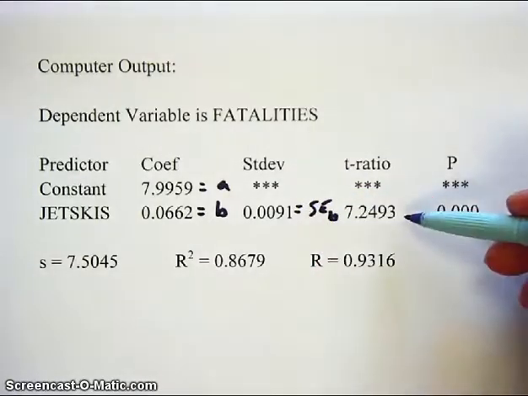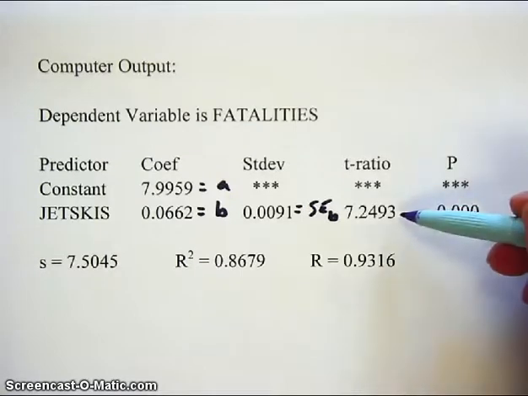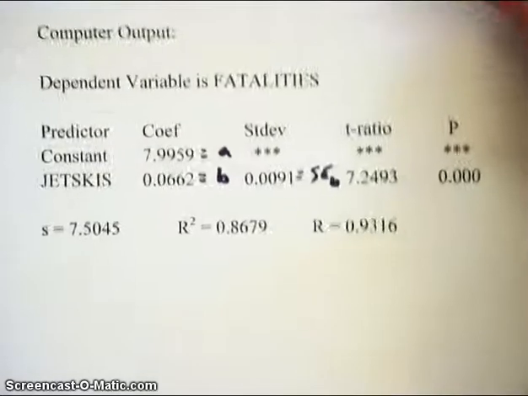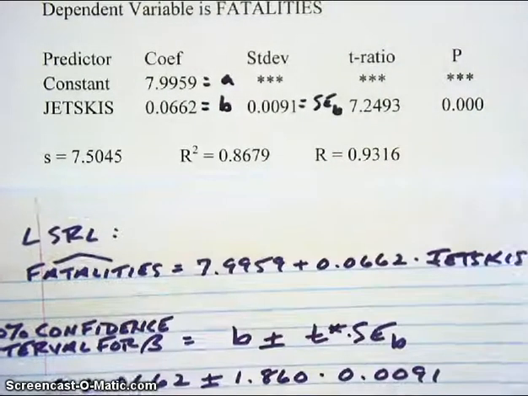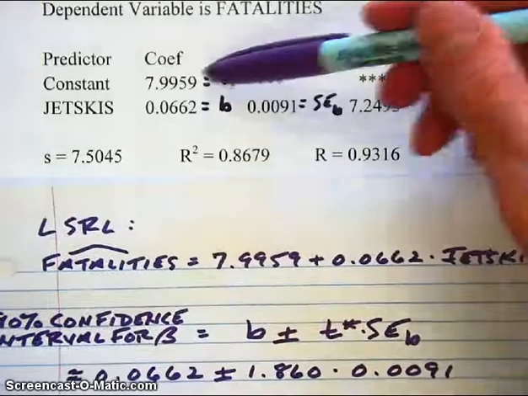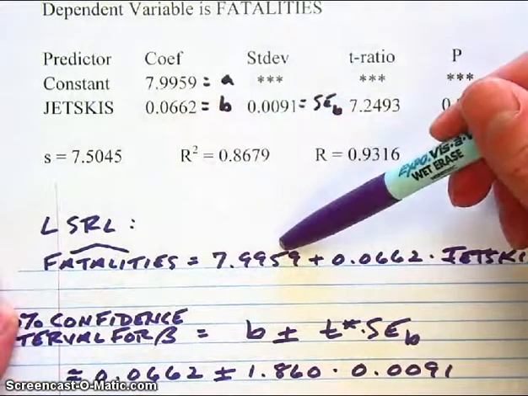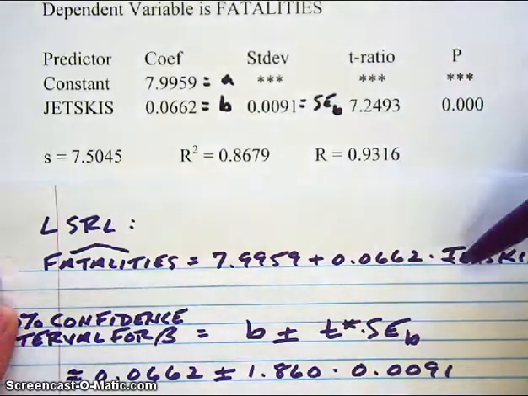And then it gives us a t ratio and a p-value. Okay, this is the t. This is what the t statistic would be if beta naught is equal to 0. And down here we've got R squared and R again. And from these pieces of information, we can do our inference procedure. Okay, the least squares regression line from these numbers here is predicted fatalities equals 7.9959 plus 0.0662 times jet skis.